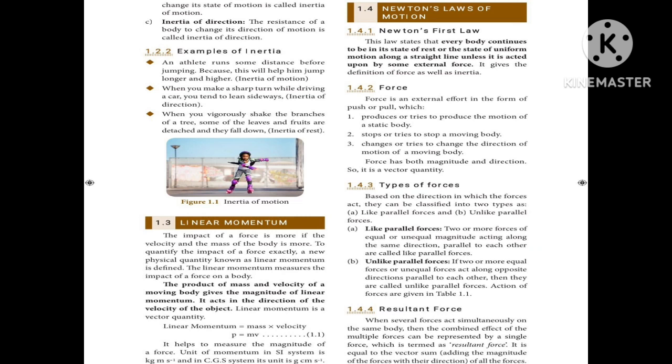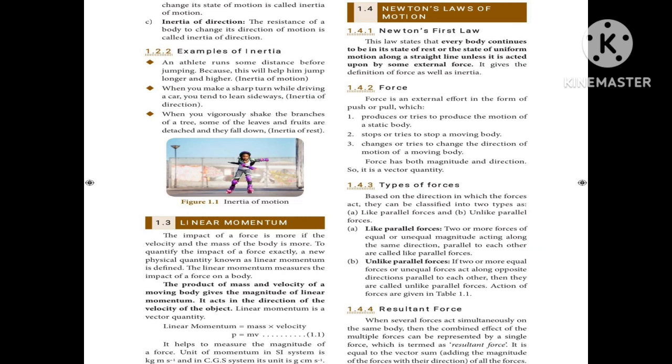Examples of inertia. An athlete runs some distance before jumping, because this will help him jump longer and higher. Inertia of motion. When you make a sharp turn while driving a car, you tend to lean sideways. Inertia of direction. When you vigorously shake the branches of a tree, some of the leaves and fruits are detached and they fall down. Inertia of rest.